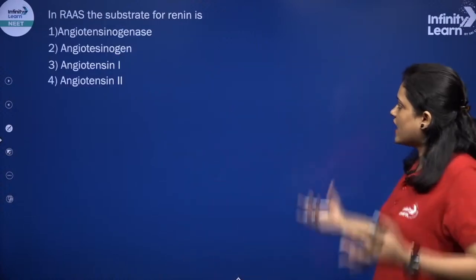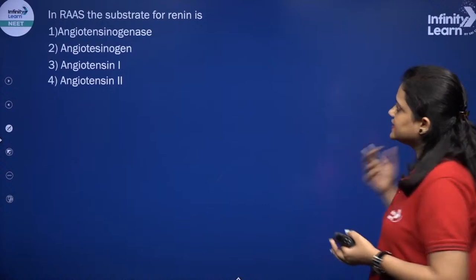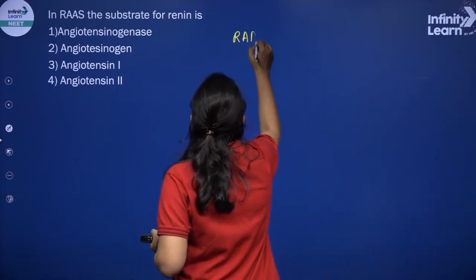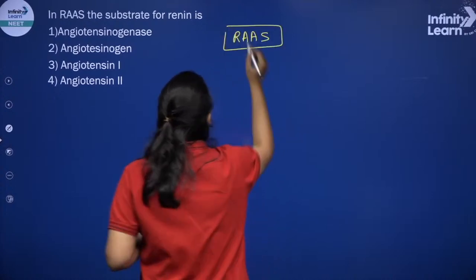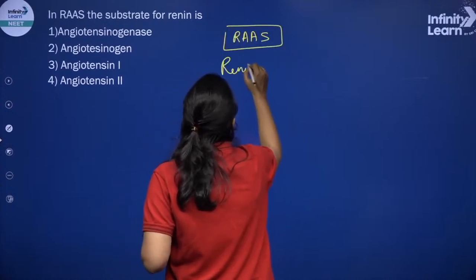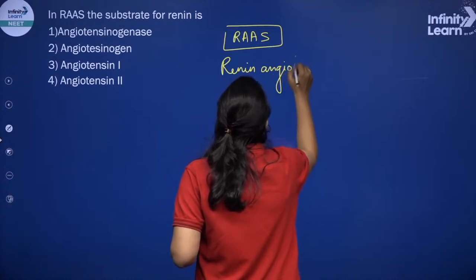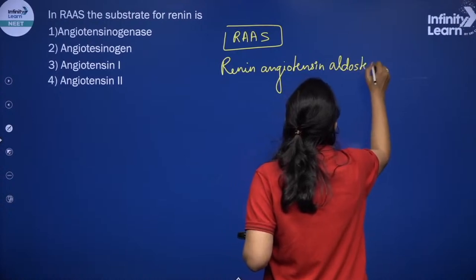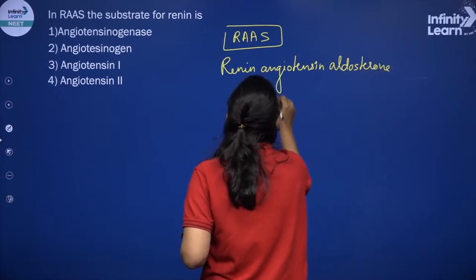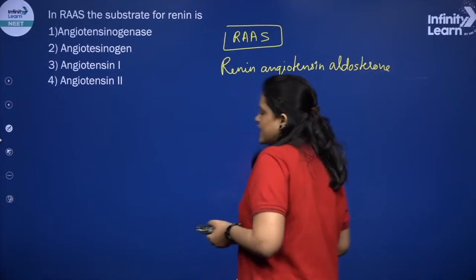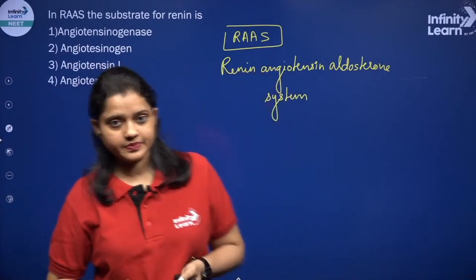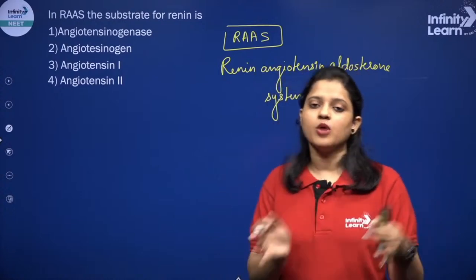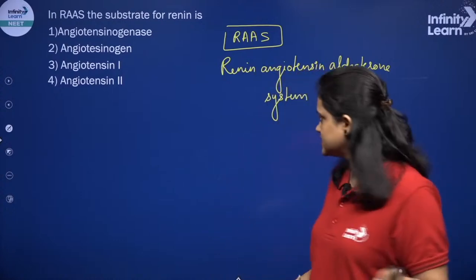In the RAS, the substrate for renin is. RAS stands for... RAS is my favorite. RAS stands for renin, angiotensin, aldosterone system. Right? Renin, angiotensin, aldosterone system. Okay? Now this renin is released from the juxtaglomerular apparatus of the kidney. Right?